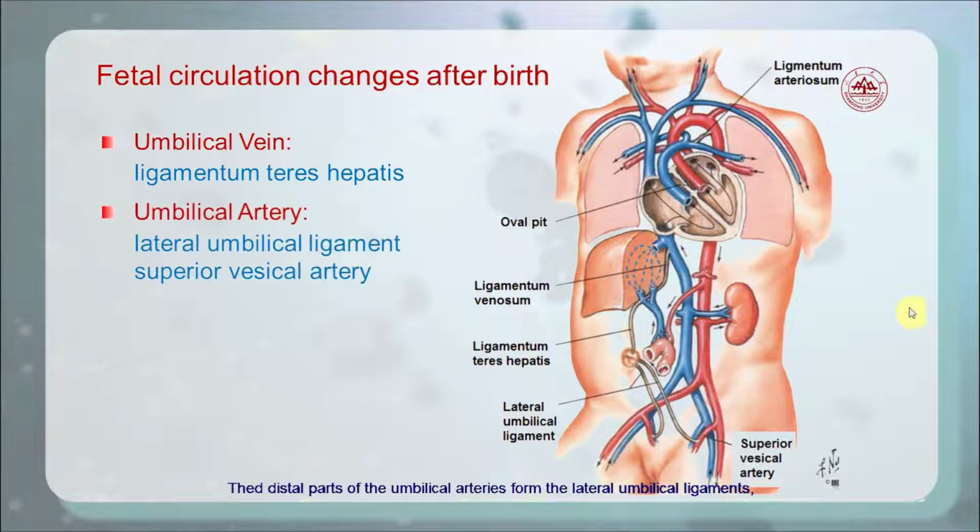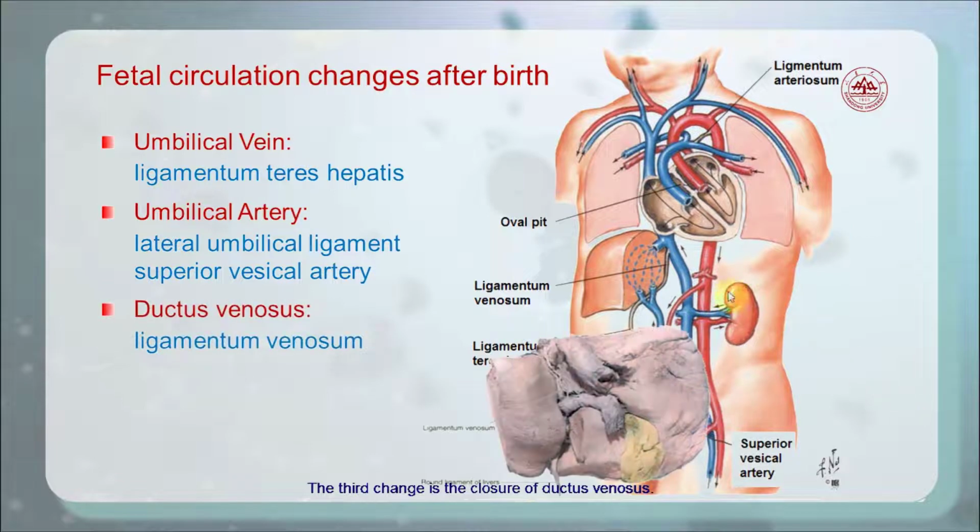The distal parts of the umbilical arteries form the lateral umbilical ligaments, as the proximal portion remains open as the superior vesical arteries. And the third change is the closure of the ductus venosus.